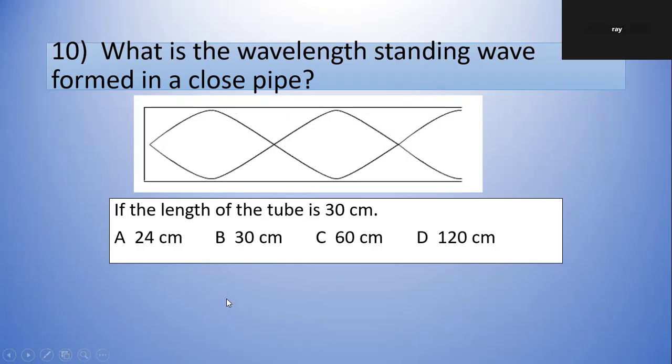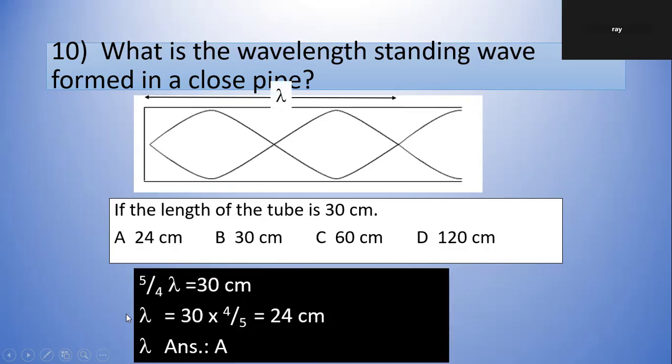But this one is a closed pipe. This one is one wavelength plus a quarter. Closed pipe must times 2, right? So 5/4 lambda equals 30. Then it's just multiply by 4/5, or cross multiply. 4/5 of 30 is 24... the answer is A. Okay or not? Okay.